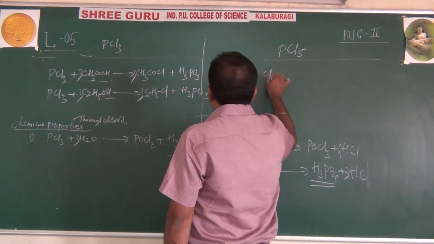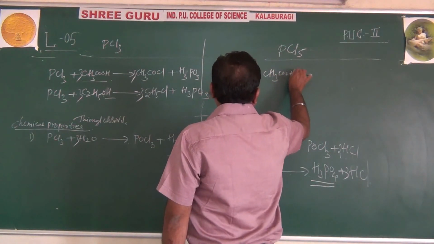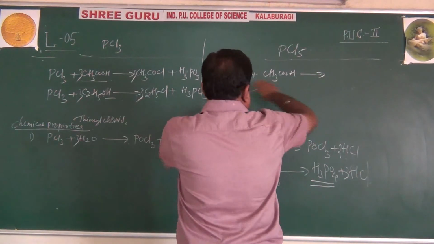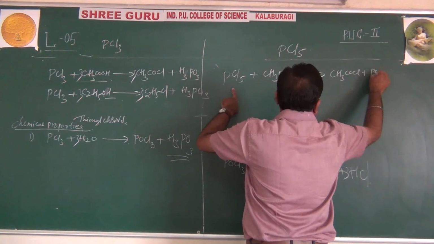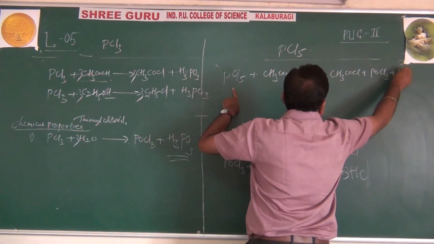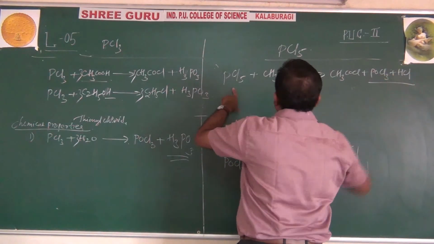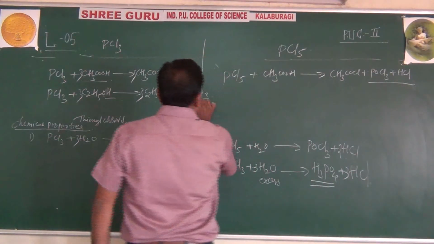It also reacts with acetic acid, decomposes acetic acid to form CH3COCl, acetyl chloride, but along with this it will form POCl3, phosphorus oxychloride, and HCl. This is the difference. Okay?